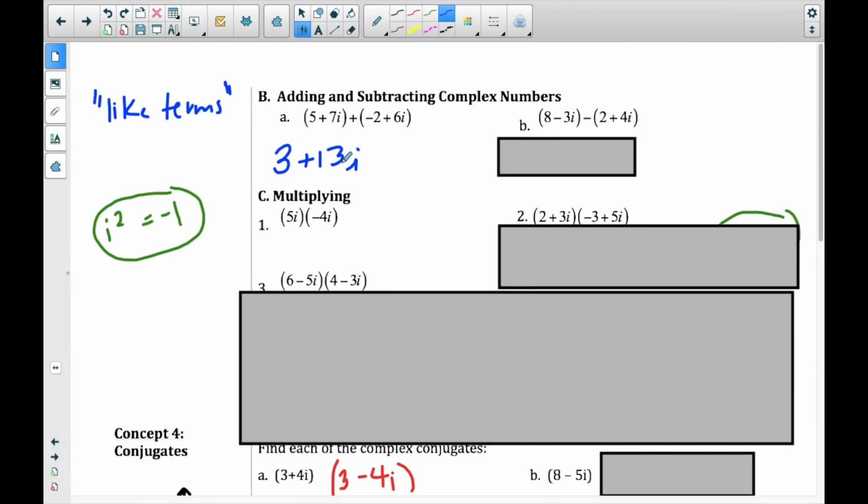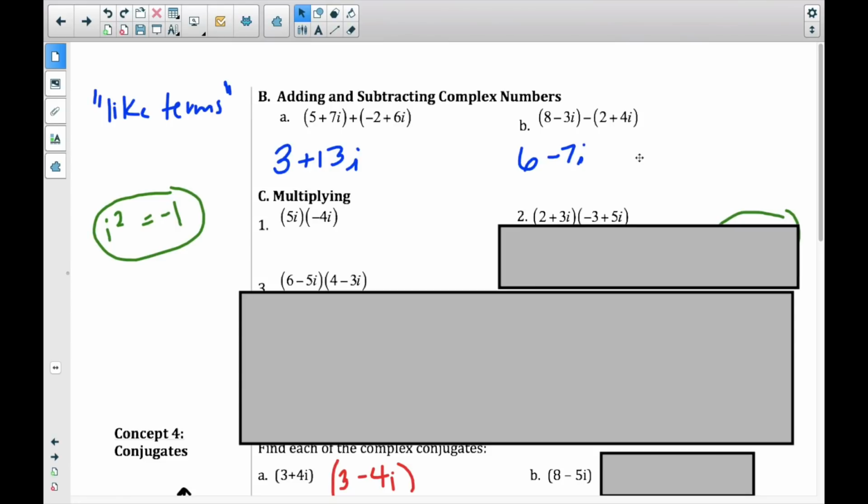Example B is a lot like that. It's just that we are subtracting instead of adding. Here we have an 8 minus 2, and we have a -3i minus 4i. As we simplify that, 8 minus 2 is 6, and -3i minus 4i is a -7i.